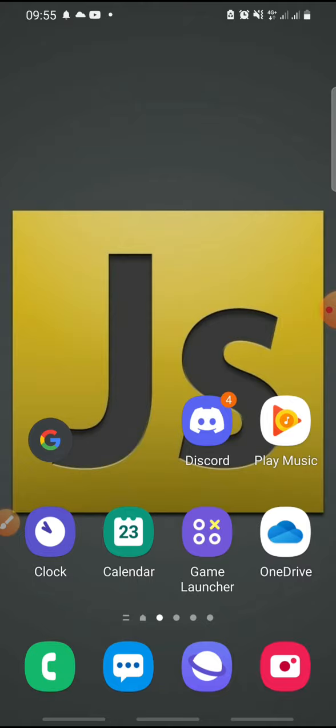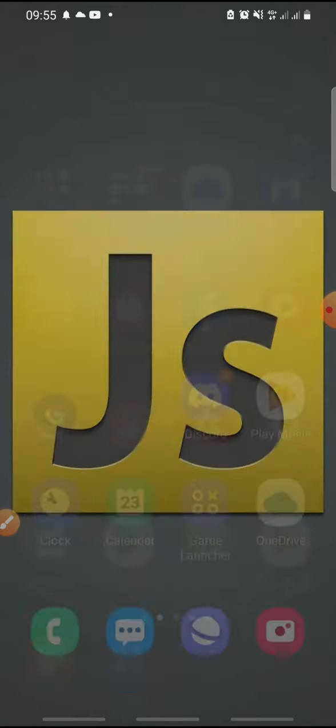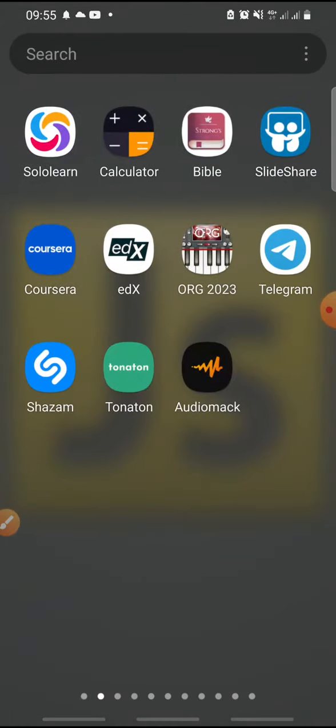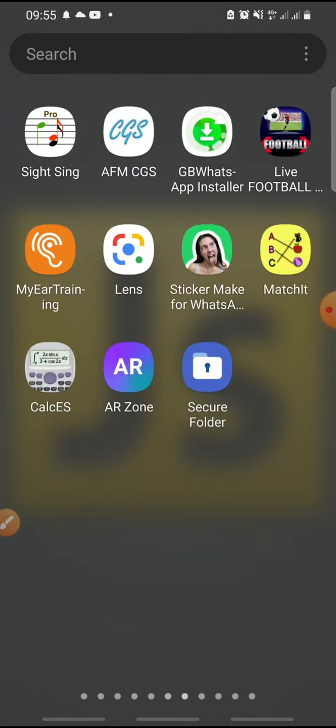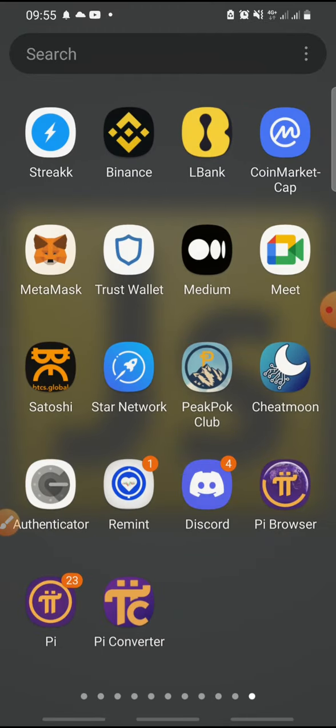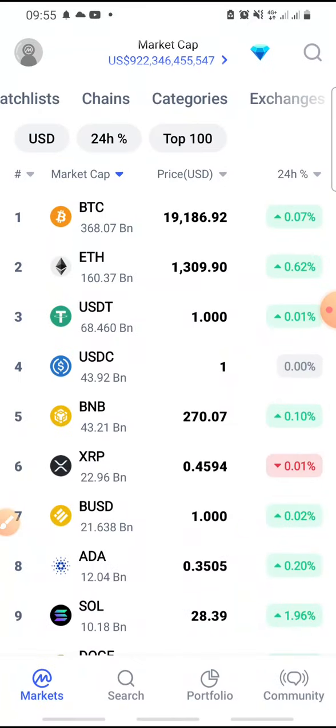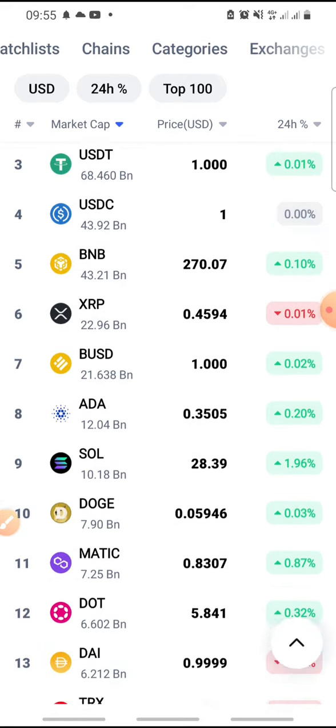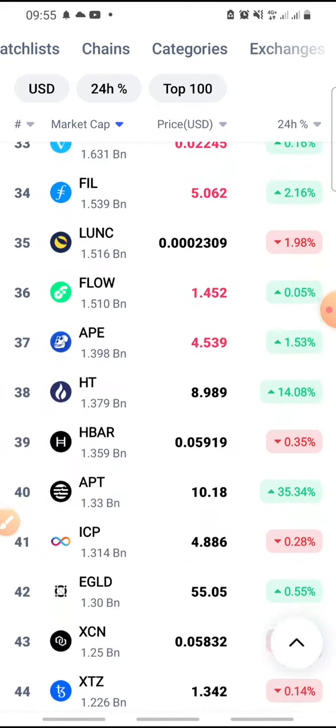Okay, so before we begin the discussion, let me walk you through something which will aid your understanding in the course of the discussion. So let me take you to CoinMarketCap. When you look at CoinMarketCap, we have these currencies here. All these currencies are cryptocurrencies.